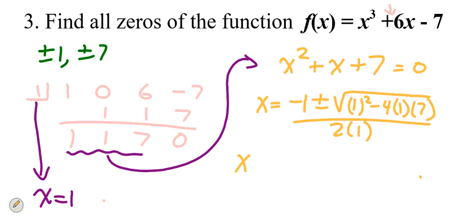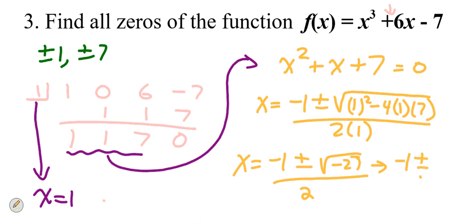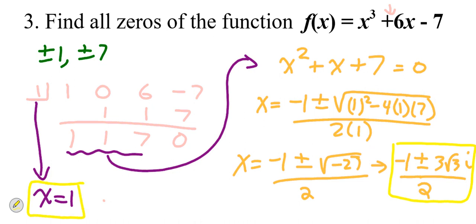Okay, so this is going to be what? Negative 1 plus or minus, we're going to have 1 minus 28, so it's going to be square root of negative 27, all over 2. Let's simplify that. We'll have negative 1 plus or minus, we can get that square root of 9 times 3, so 3 root 3, and then, of course, my i, all over 2. Nothing else can simplify, so there we go. We ended up with these 2. Obviously, these are 2 complex numbers. And then this one is our third one, a real number.